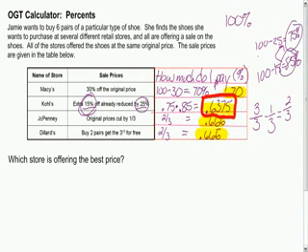All right, and then to answer the question, which store is offering the best price? Well, it's hard to really say what that price is because nowhere here did we say how much the shoes cost. But we can definitely go ahead and say that Kohl's is offering the best price.